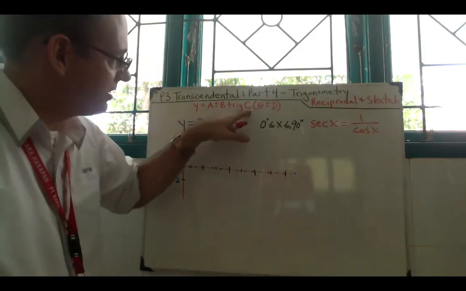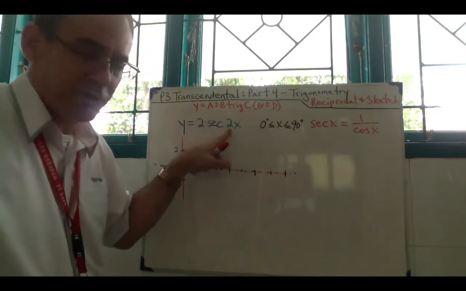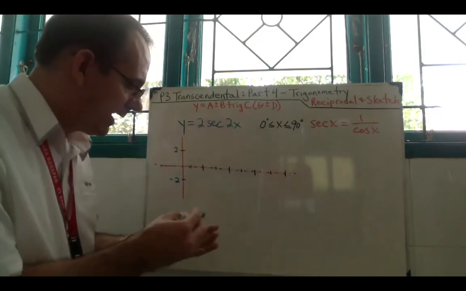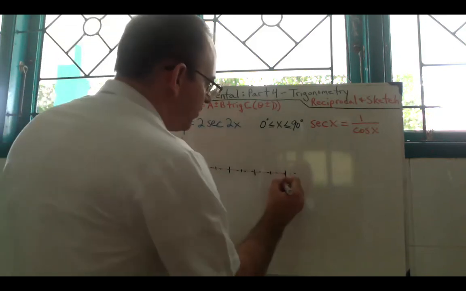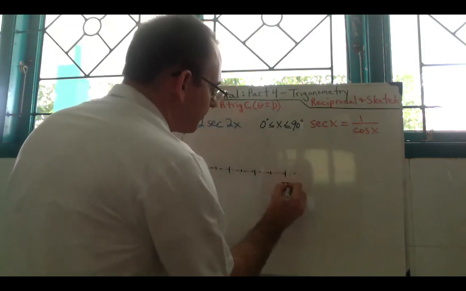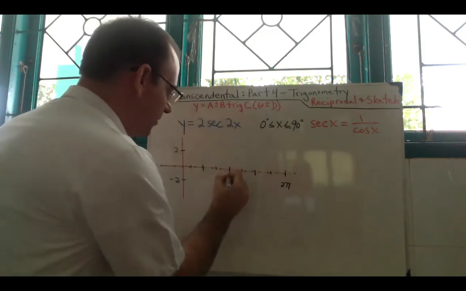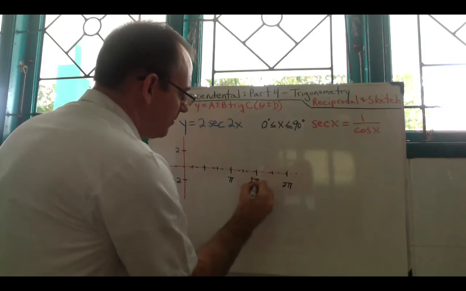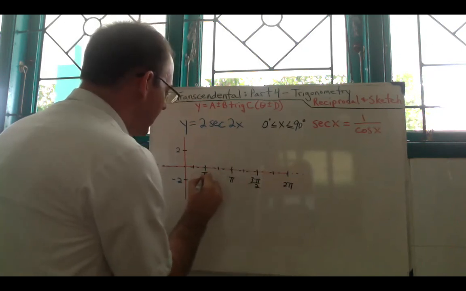This 2 is the C. That is your number of cycles. So between 0 and 2 pi, so this is pi here, and this is pi, 3 pi halves, and this one is pi halves.